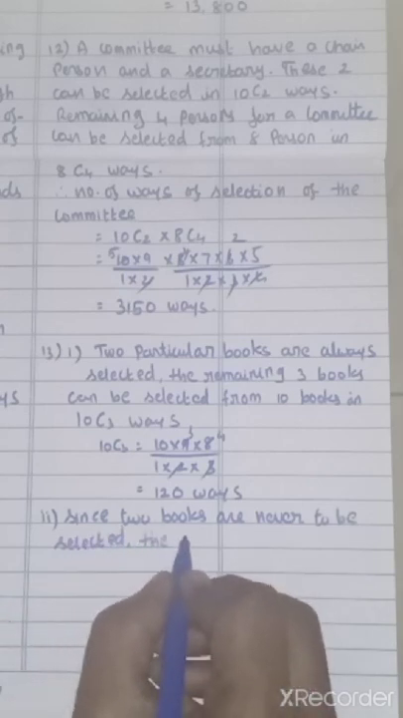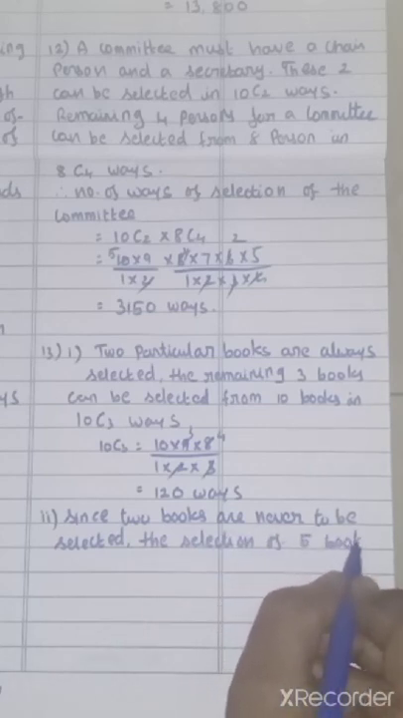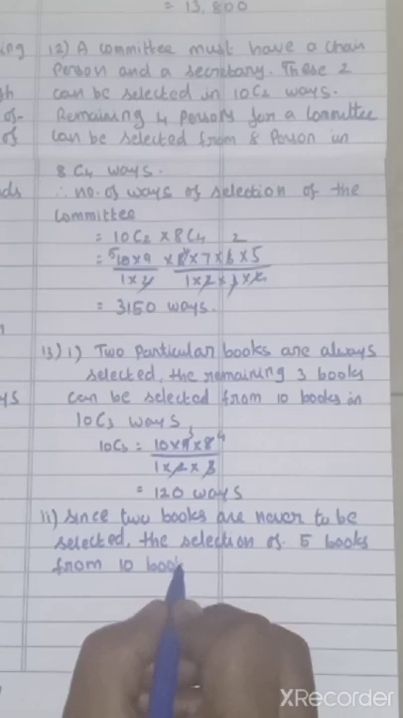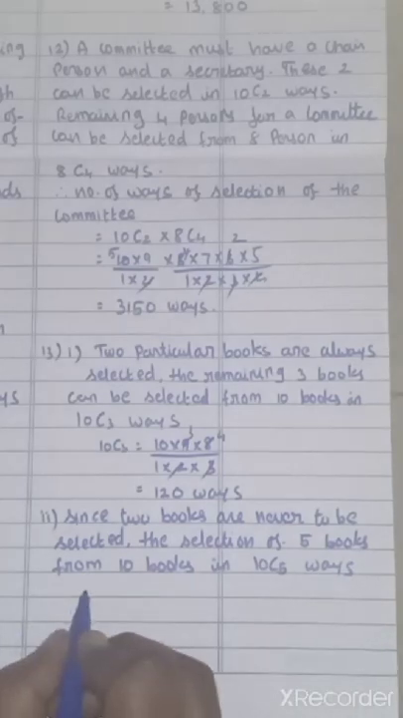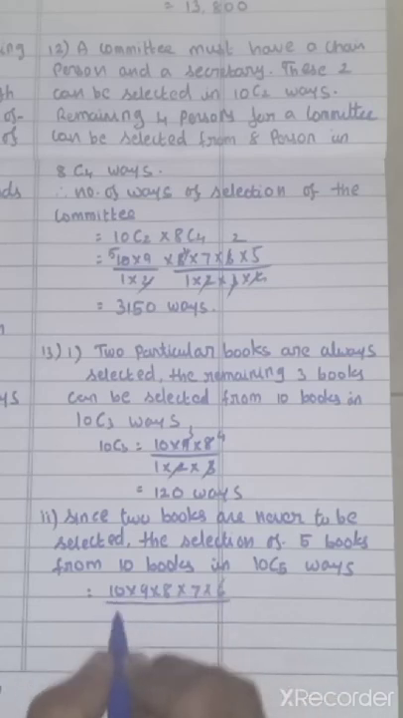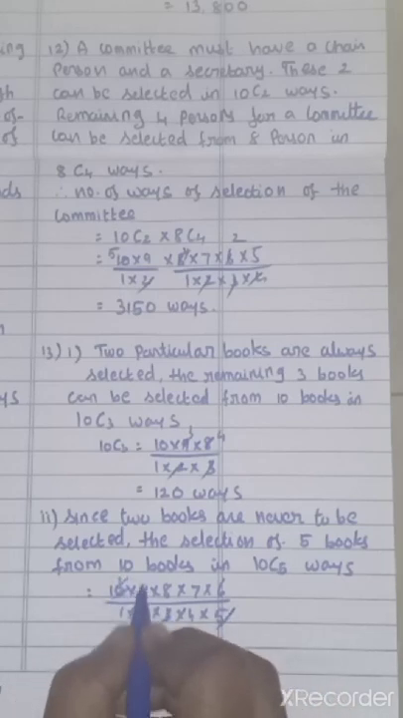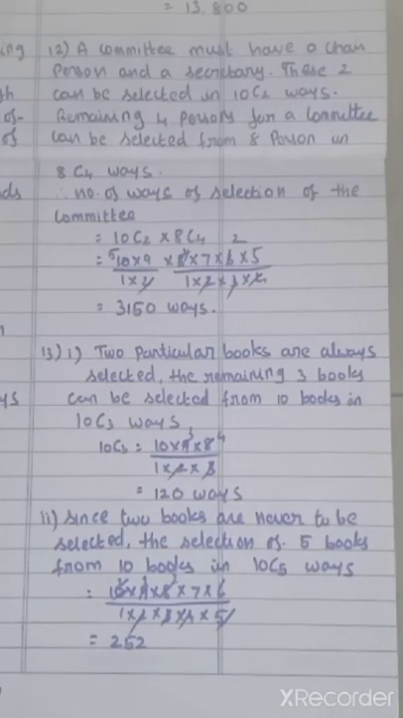the selection of 5 books from 10 books is in 10C5 ways. That is 10, 9, 8, 7, 6 by 1, 2, 3, 4, 5. 2 times, 2, 2, 3 times, 4 to 8 times. Again, if you cancel, multiply everything, you will get 252 ways you can select the 5 books.